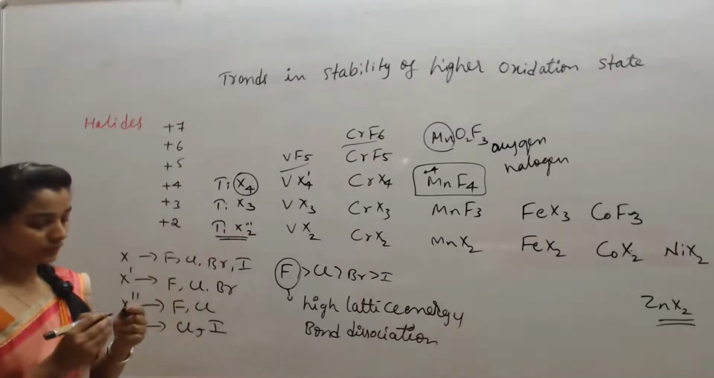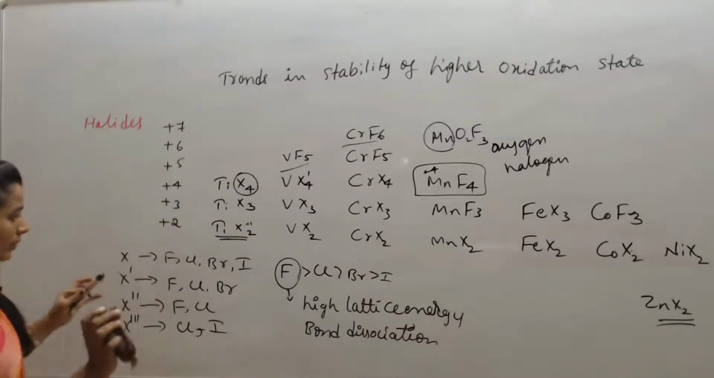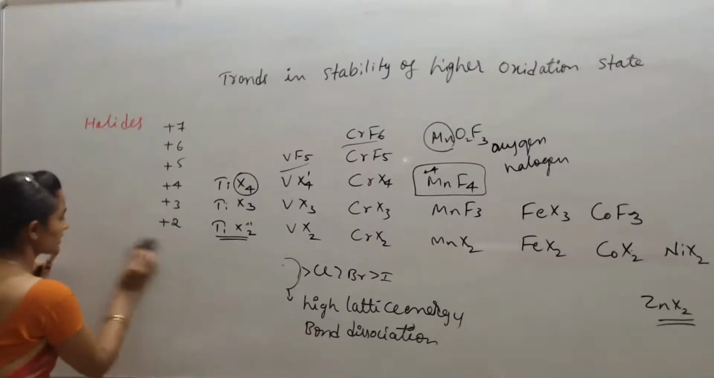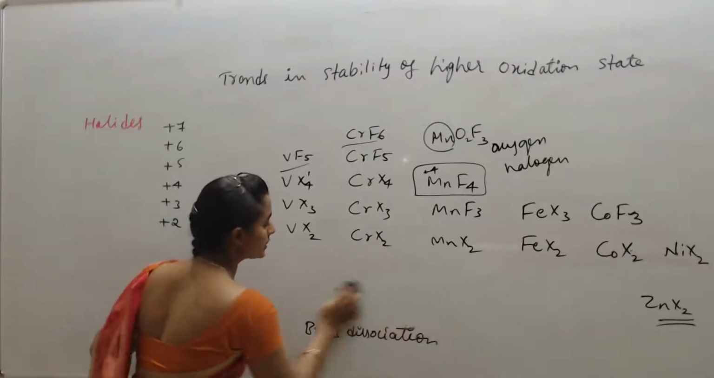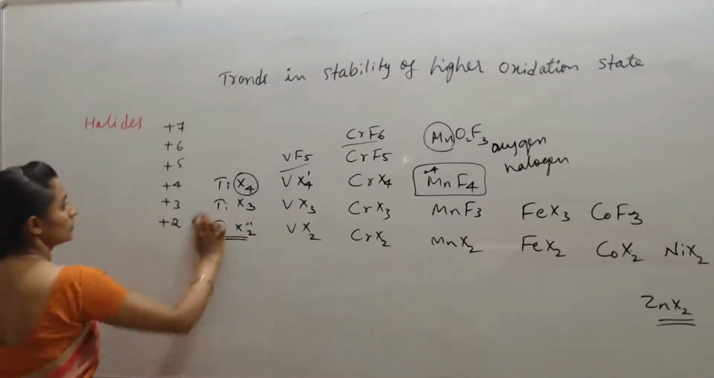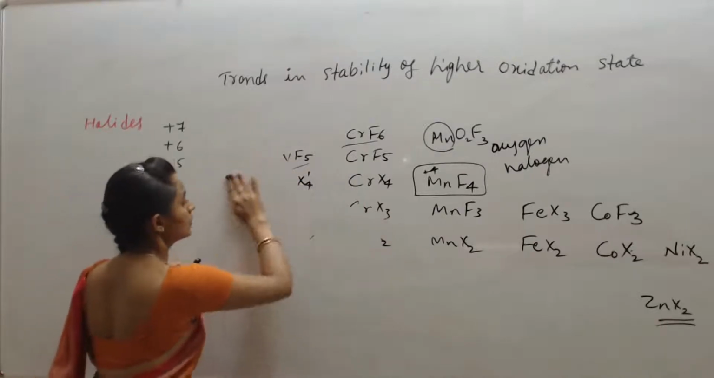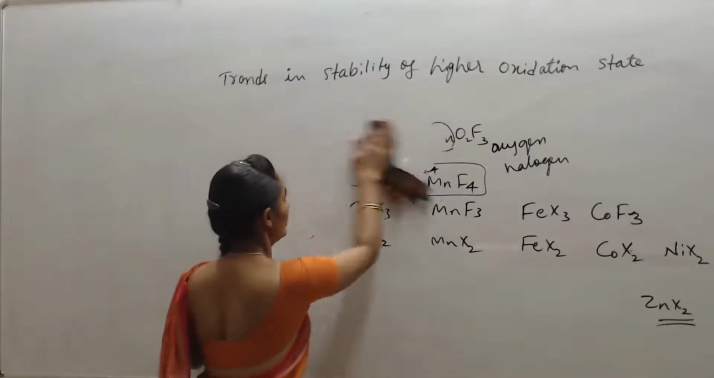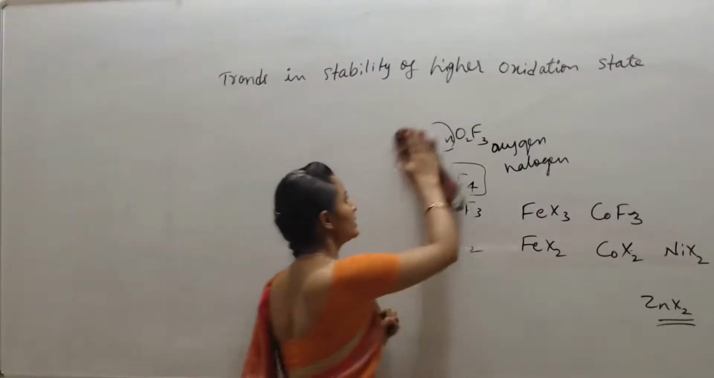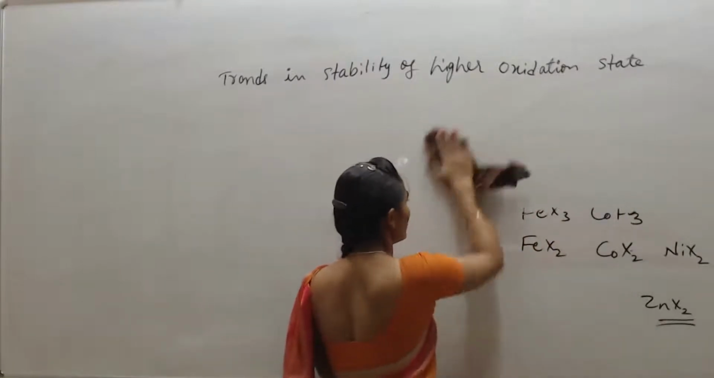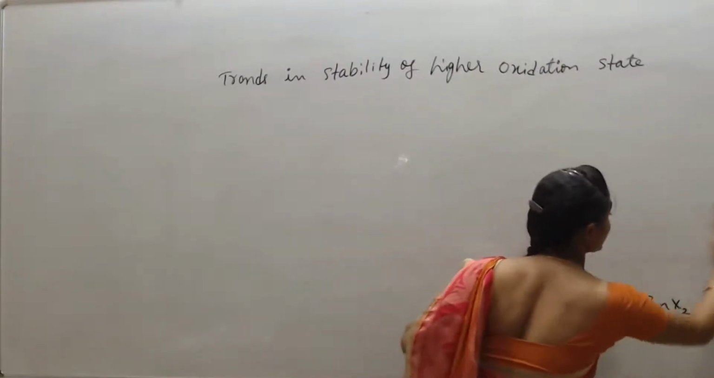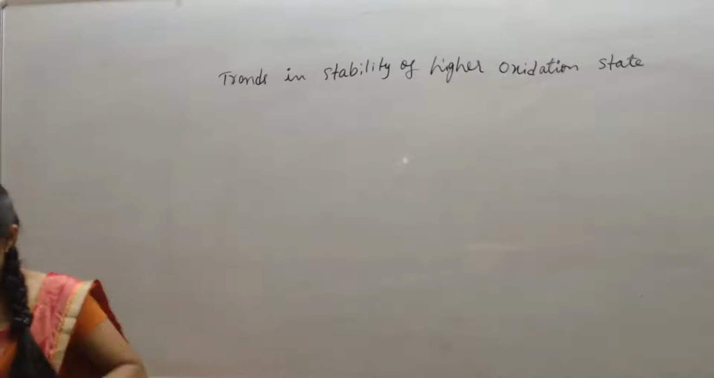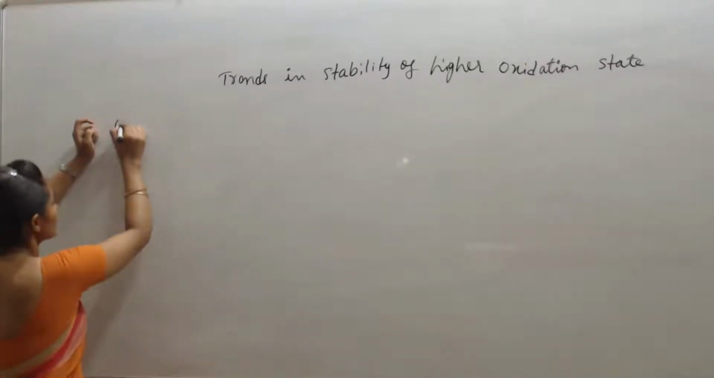Okay, this is the summary of the table. Next, you compare with oxygen, that is, oxides. What is the difference between the stability of halides and oxides? Compared to halides, oxides are highly stable. Okay, students, so here what happens? In oxides, all the oxidation states are there.